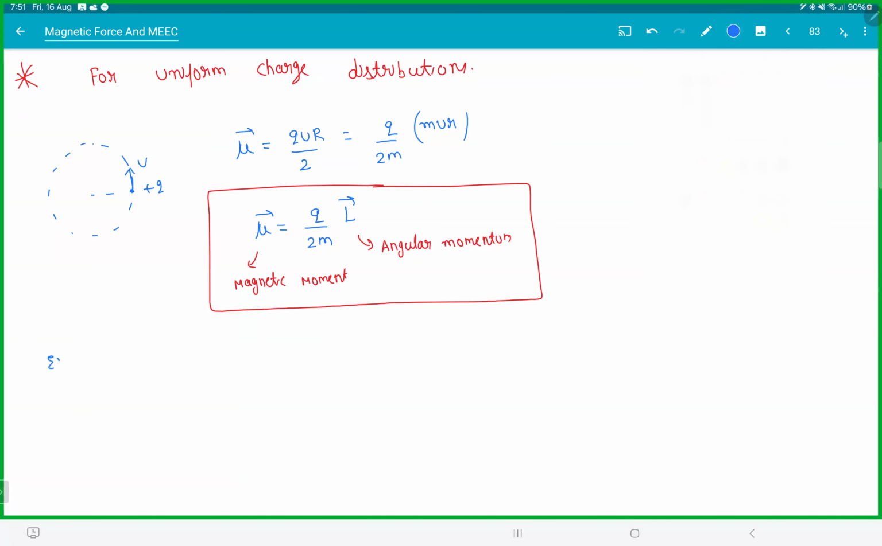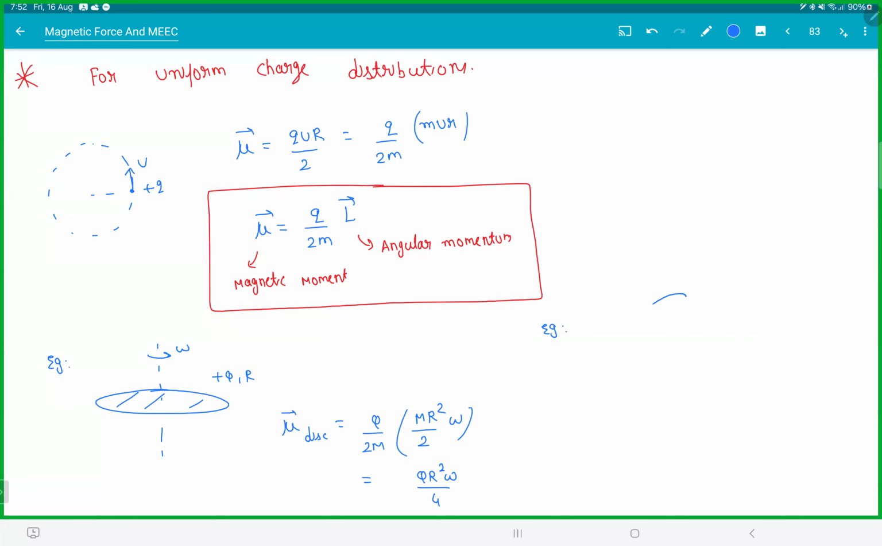So for example, if you have taken a uniform disk of charge plus q and radius r rotating with omega, the mu of the disk would be q by 2m. What is the moment of inertia of the disk? M r square by 2, into omega. M will cancel. This would be q r square omega by 4. Directly you'll get the answer. No need to integrate. Nothing, you'll get the answer.